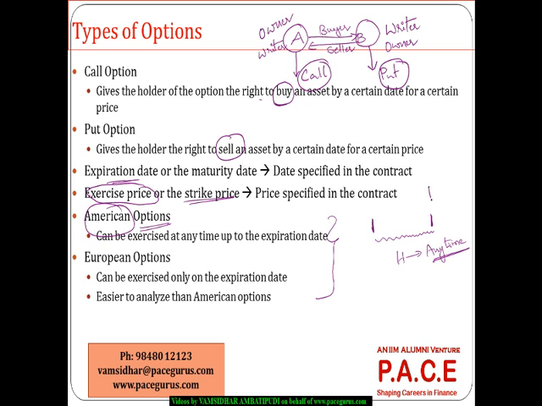But if the exercising can happen only on the last date, not anywhere in the middle, only on the expiration date, those kinds of options are treated as European options. Because there is only one date on which the exercise or expiry happens, they are comparatively easier to analyze. There are some straightforward models available. The traditional Black-Scholes model for option pricing has more applicability to European options only.